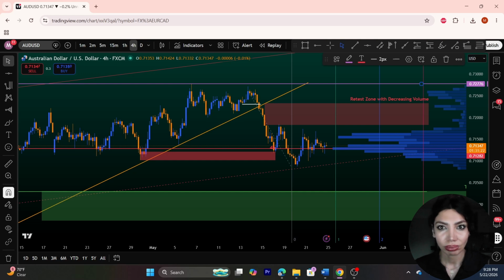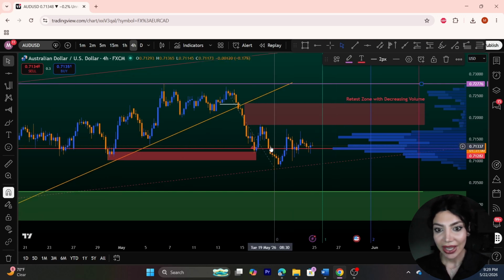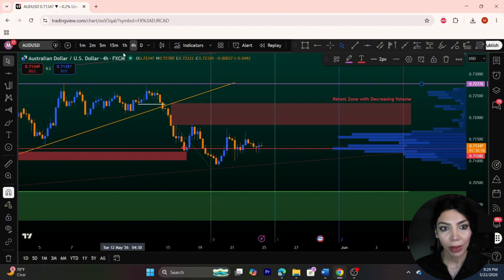Because in institutional trading logic, the first breakout is not just the opportunity. The retest is where the real confirmation often appears. So after the breakout, as you can see, price began retracing back because we were here. It began retracing back.